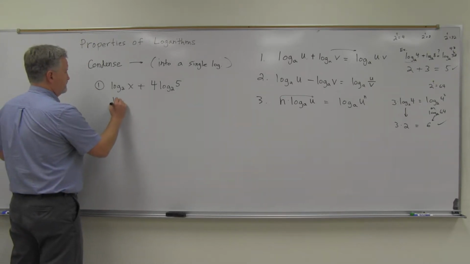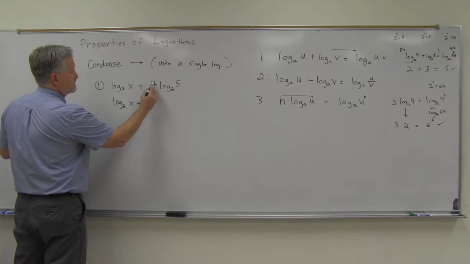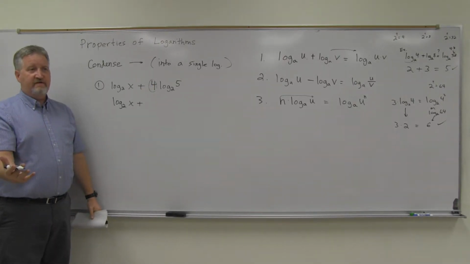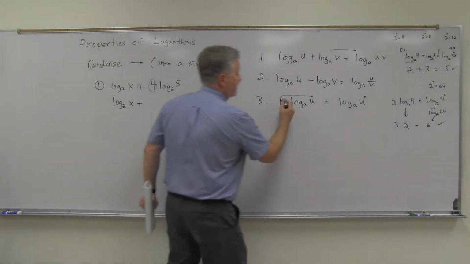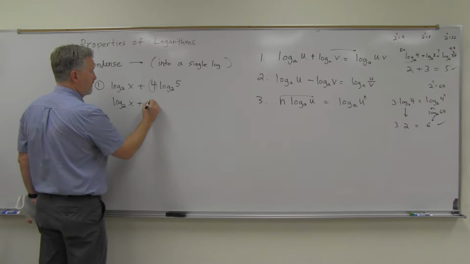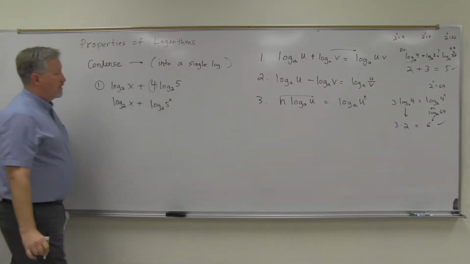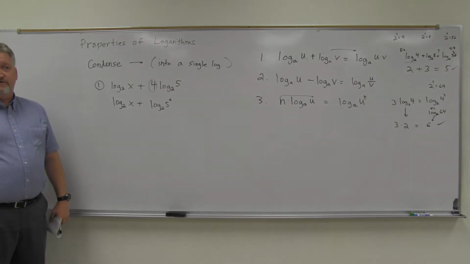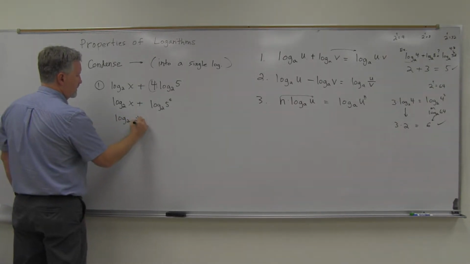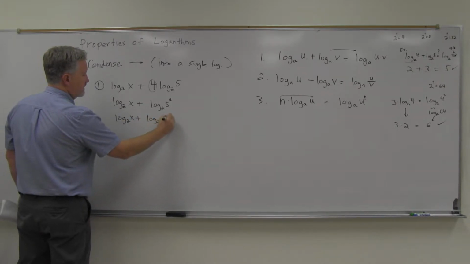So this is my property 3. This 4 needs to go inside. Well, it doesn't go inside times the 5. Where does it go? It goes inside and becomes a power on that number in there, which equals 625. 5 to the 4th is 625. So we got log base 2 of x plus log base 2 of 625.